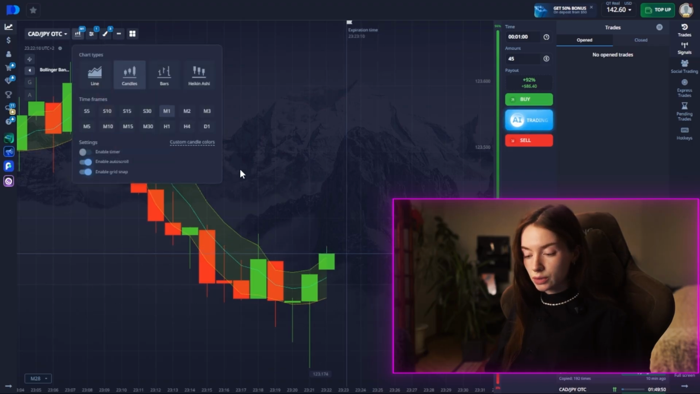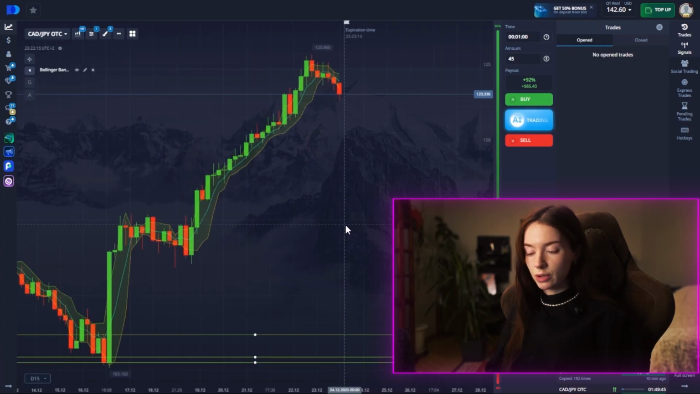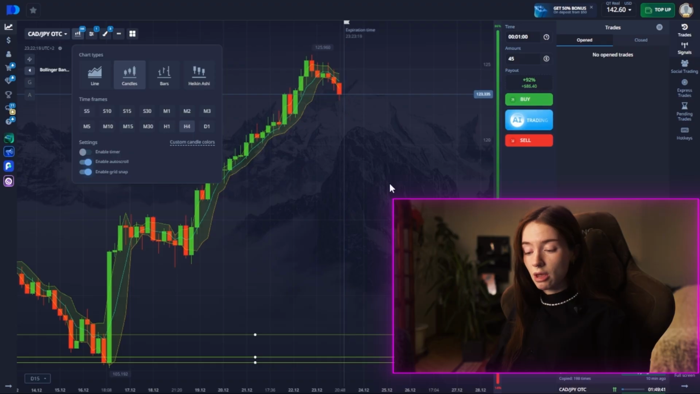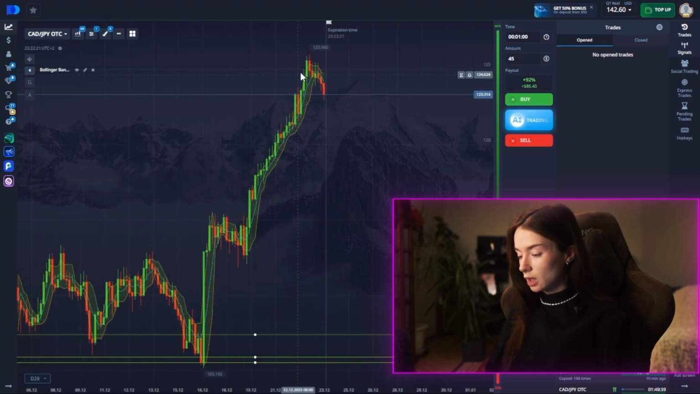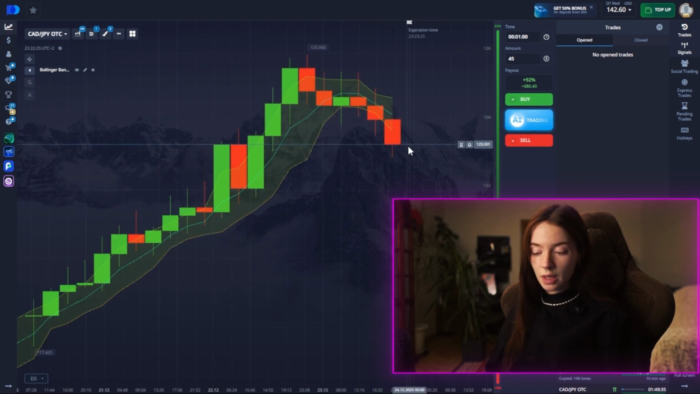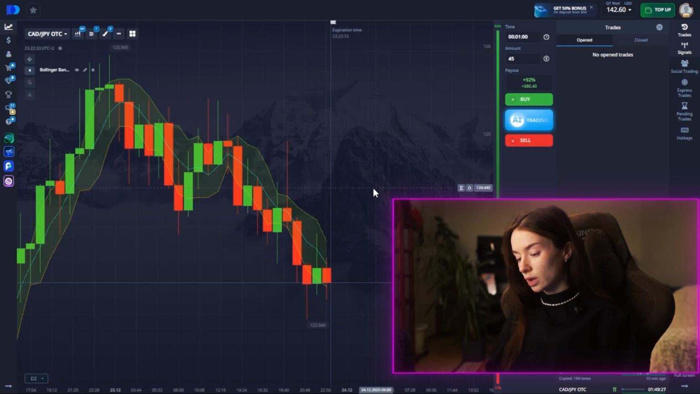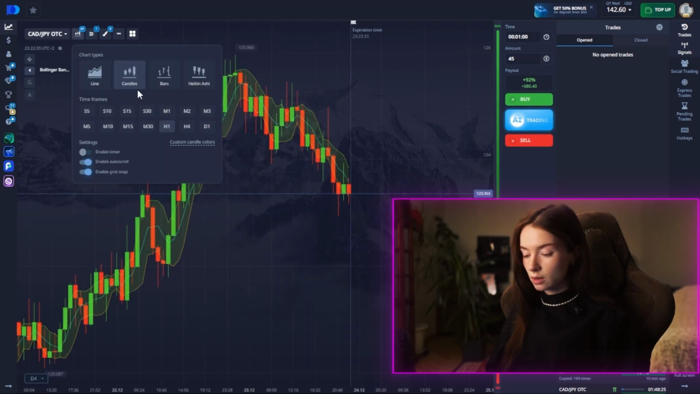Now I want to look at higher time frames to see the bigger picture on this pair. If you take the 4-hour time frame, you can see the overall tendency. There was an upward move, and now a downward reversal is forming. It's important to analyze multiple time frames. We are working on the 1-minute chart now.